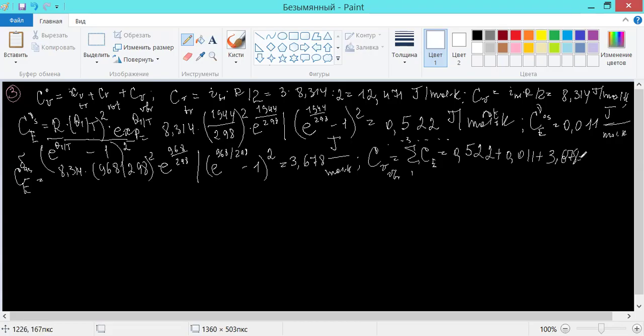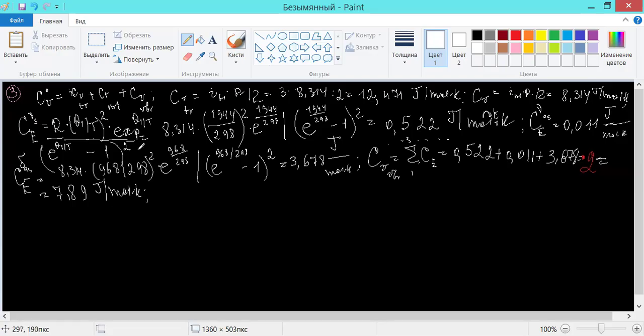Okay, and it gives... Oh, again, I was about to make this mistake. Never forget to take into consideration the degeneracy. I should multiply this component by 2 because we remember that for this type of vibration, the degeneracy is equal to 2, and that gives us 7.89 joules per mole Kelvin.